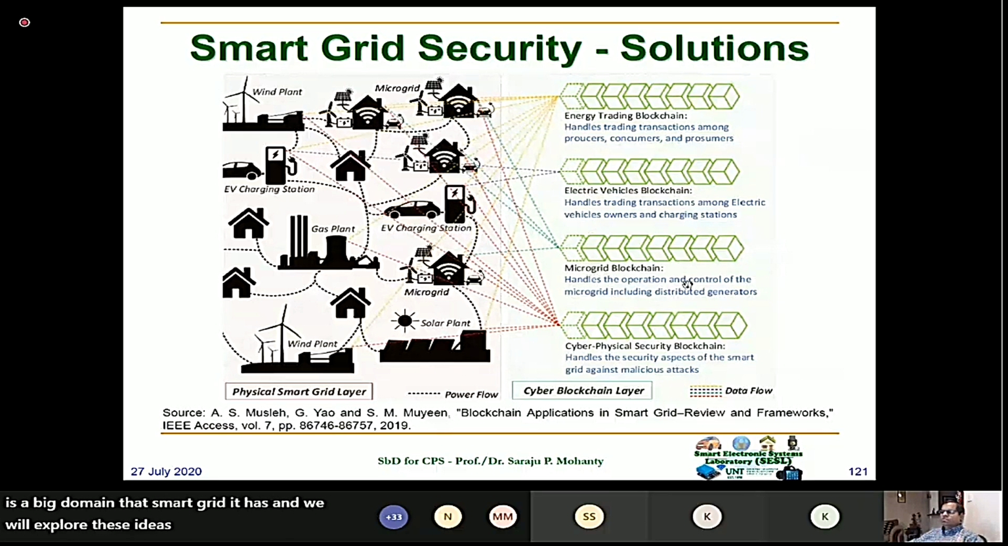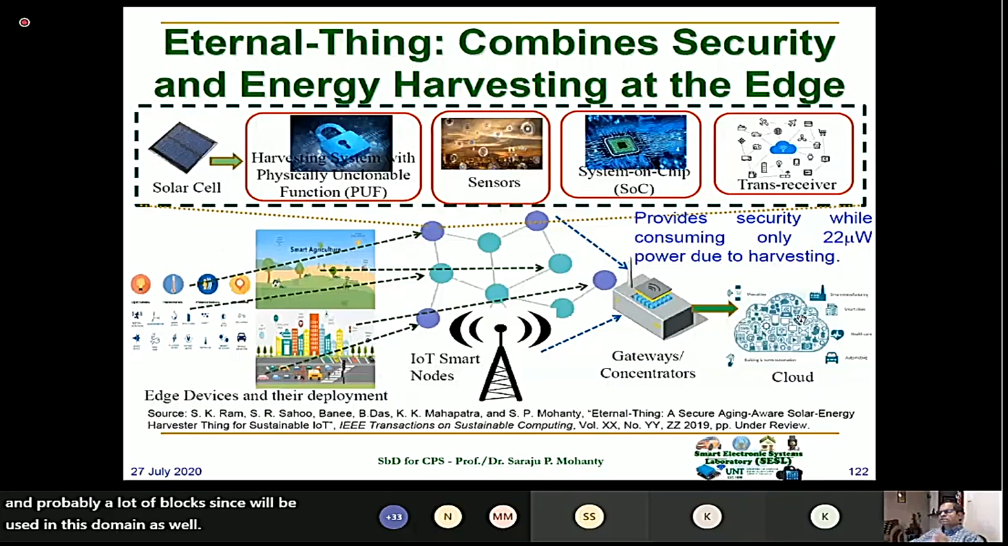And in terms of using blockchain, has anybody tried smart grid? Some solutions I'm seeing people have started talking about, and probably a lot of blockchains will be used in this domain as well. And this is one work I was mentioning with MNIT Jaipur, with Amit and another group, where we have done the medical domain and so on. And in the energy sector, I'm working with NIT Rourkela.